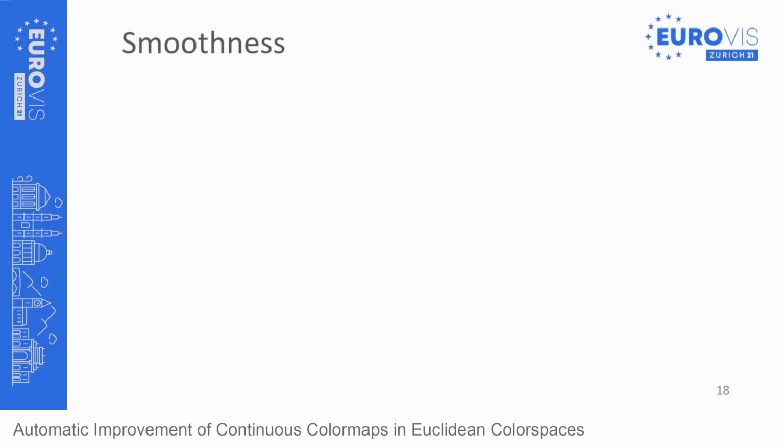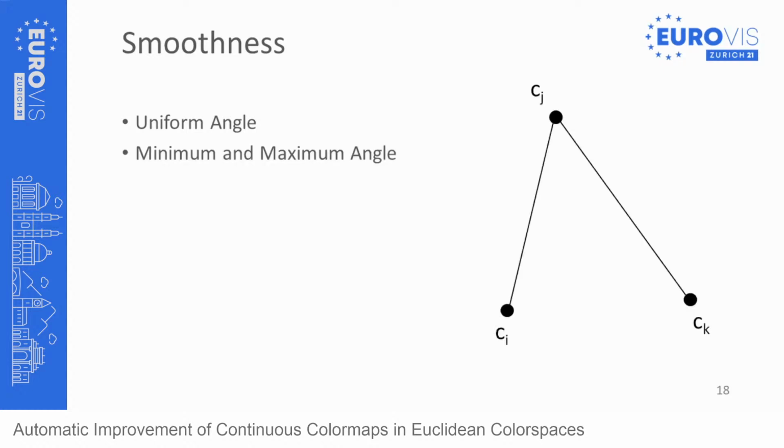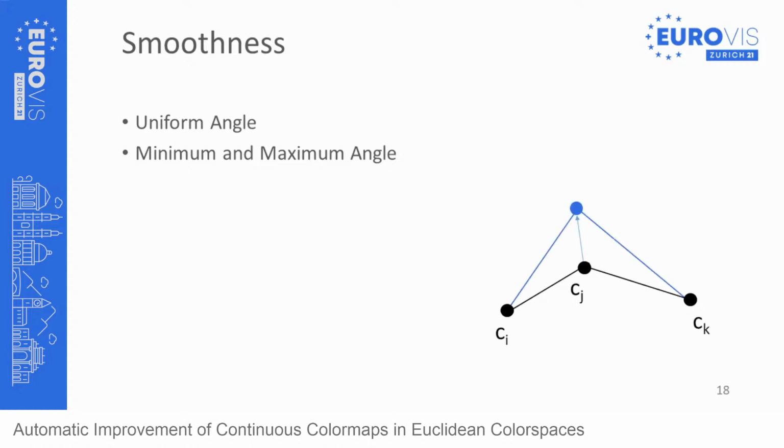Smoothness is especially challenging because there are many criteria that can influence how smooth a color map is perceived. We implemented two algorithms in the CCC tool. With the first algorithm, we want to give the user the opportunity to reach more uniform angles between the key colors. The user can set a minimum and a maximum angle, and if an angle is too sharp, we move this color so we reach the user's set minimum angle, and if the angle is too wide, we move the color to reach the allowed maximum angle.